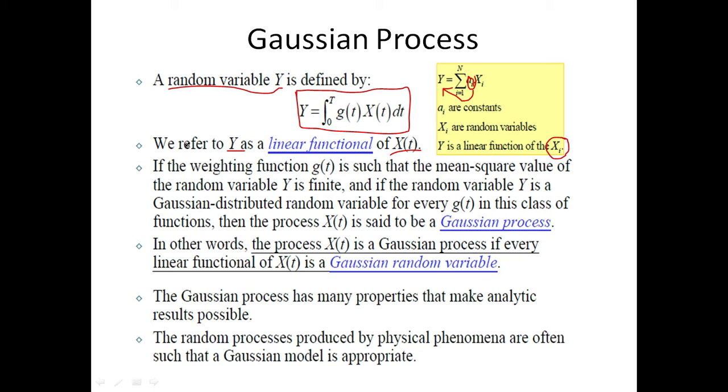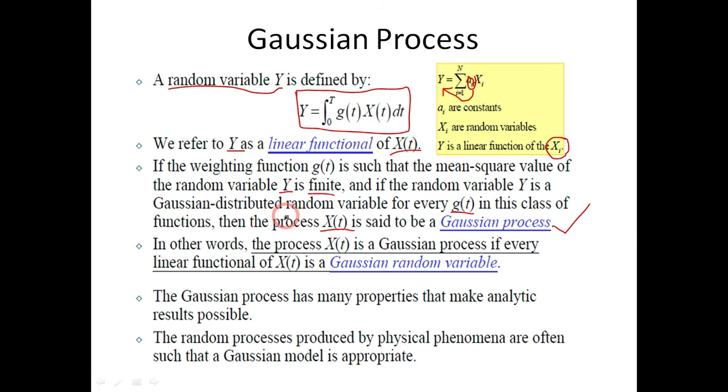Then if the weighting function g of t is such that the mean square value of the random variable y is finite, and if the random variable y is Gaussian distributed for every g of t in this class of functions, the process x of t is said to be a Gaussian process. This means the Gaussian process x of t depends upon two parameters. The first parameter is g of t. What is g of t? g of t is such that the mean square value of the random variable y is finite.